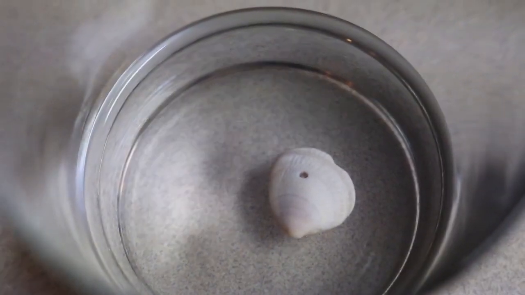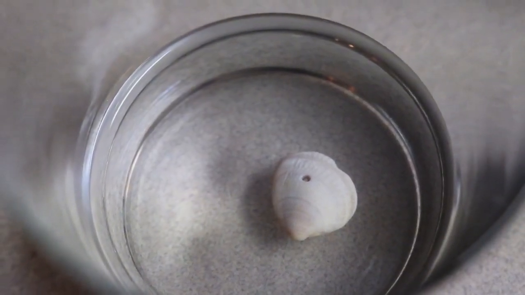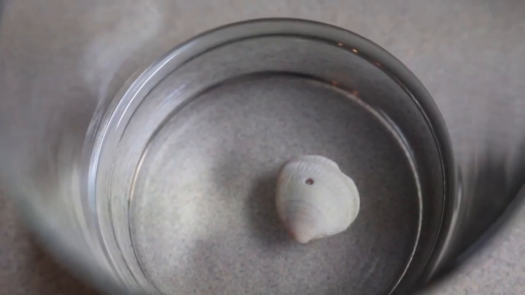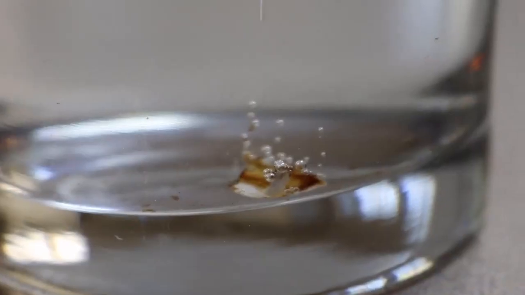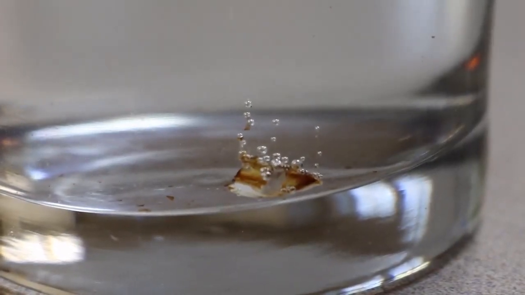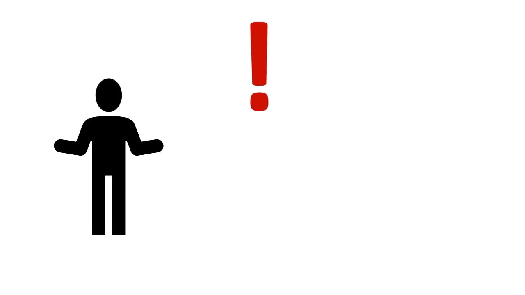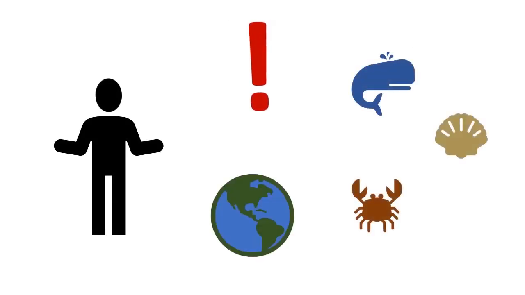Here's a look at our shells after 24 hours. You can see the shell in ocean water is unchanged. However, you can see the shell that was placed in vinegar is nearly all dissolved. Scientists are definitely concerned about our ocean's rising acidity and its effect on marine life, but what can we do?